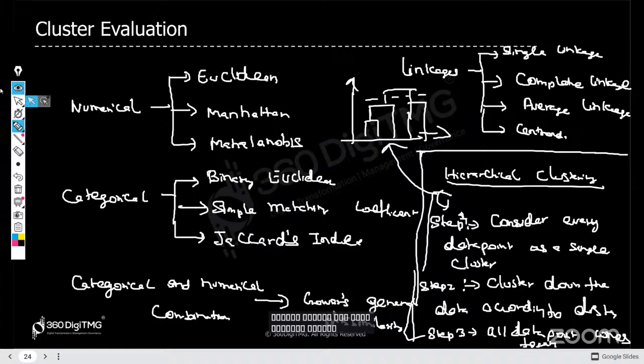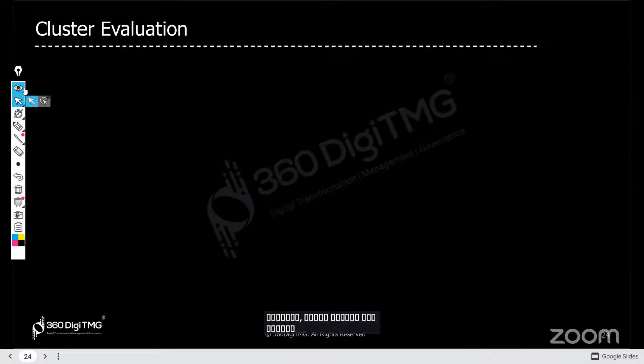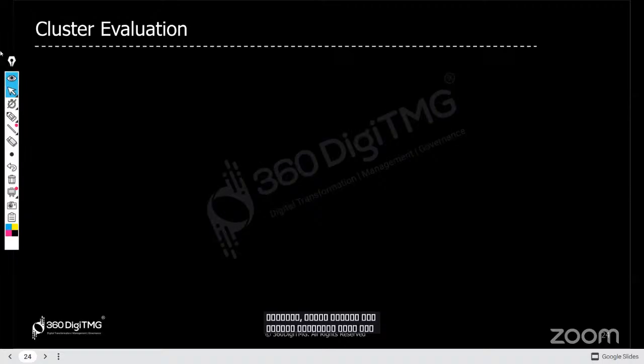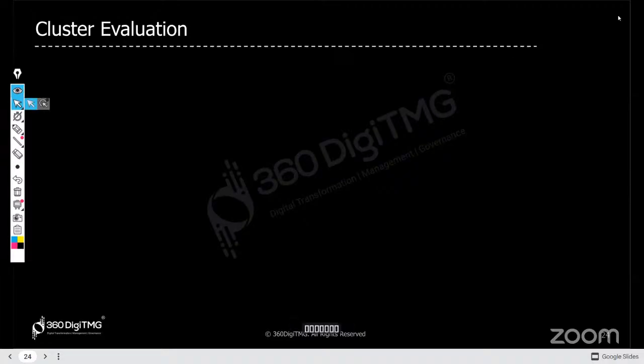In the next session, the day after tomorrow, of course, tomorrow is a holiday, we don't have a session tomorrow. The day after tomorrow, we will again start with our unsupervised machine learning model. We will discuss k-means clustering, then DBSCAN, and if time permits, we will also discuss a little bit about the recommendation engine. So this much for today. Thanks for joining, everyone.